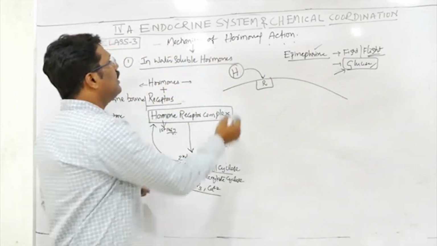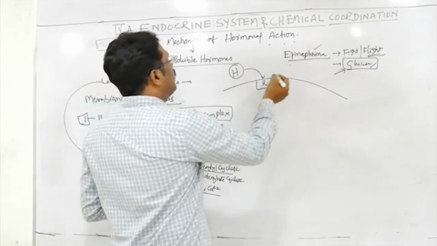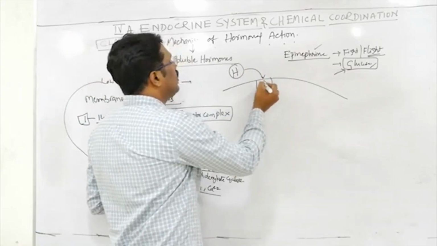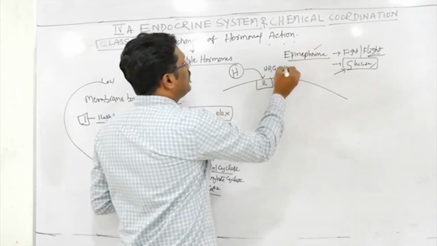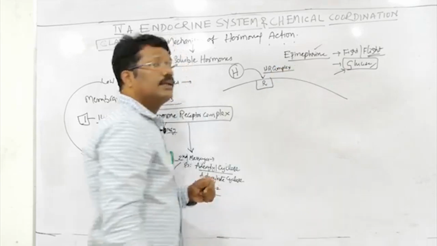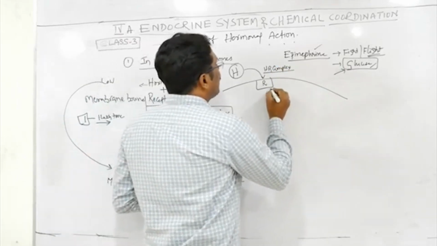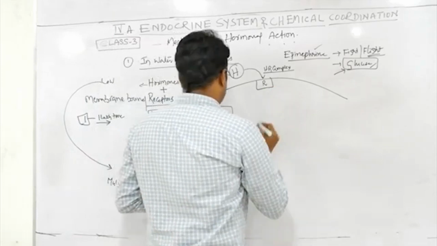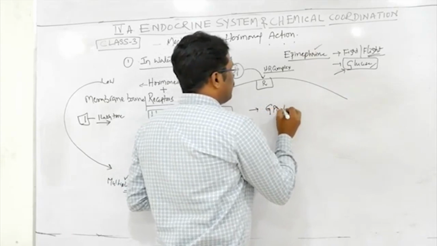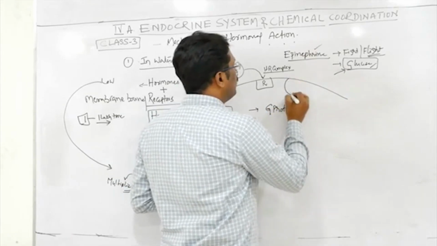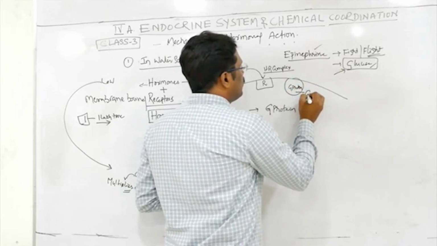For example, if you see, this is the epinephrine hormone released from the adrenal medulla and it reaches the cell and it forms the HR complex, or we can say the hormone and receptor complex. This hormone receptor complex will initiate certain changes, and these changes are the G protein, which is membrane bound, attaches to GTP.